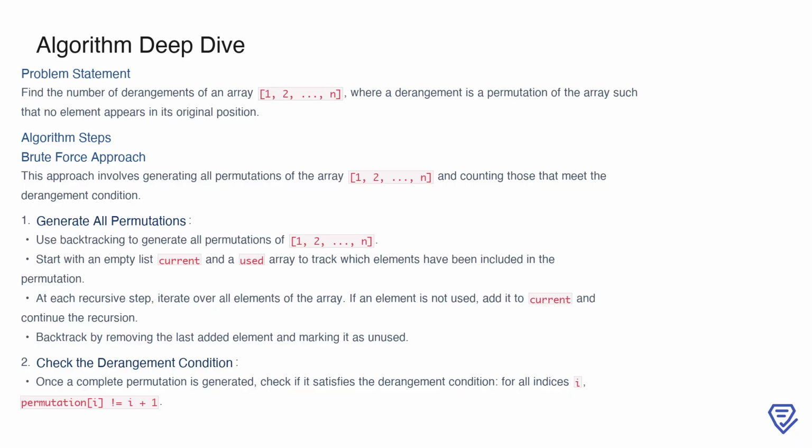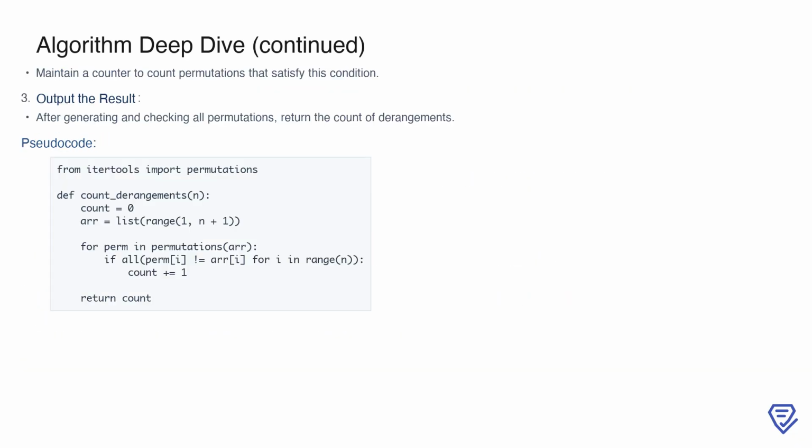After generating a permutation, we validate it by ensuring that for every index i, the element at permutation[i] does not match its original position, i plus 1. To keep track of valid permutations, we maintain a counter, incrementing it for each permutation that satisfies the derangement condition. Once all permutations are processed, the final count is the total number of derangements.